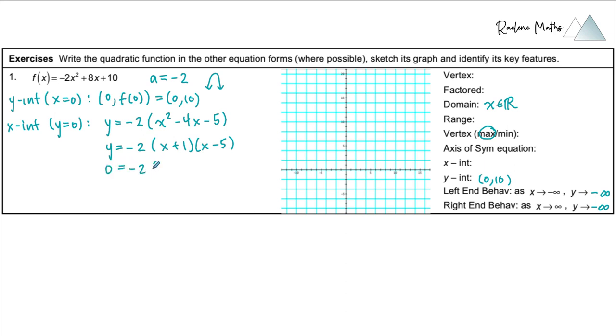Now, setting y equal to 0, we end up seeing that, first of all, we can divide both sides of the equation by negative 2. We could have done that as soon as we set y equal to 0, earlier or later. And now by the zero product property, we get x + 1 = 0, or x - 5 = 0, so x = -1 or x = 5.